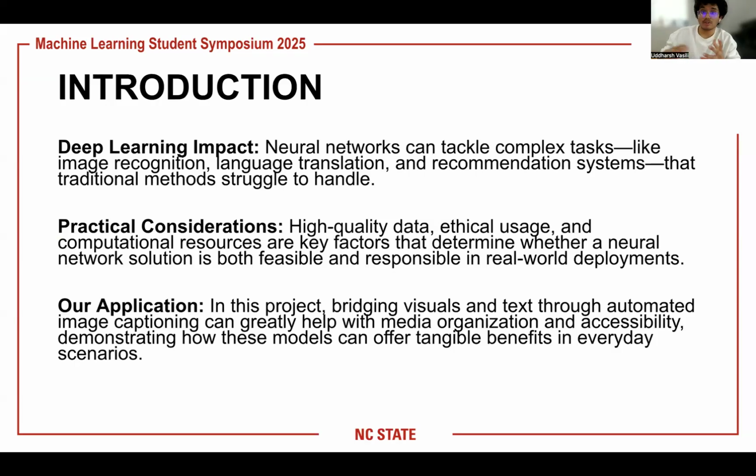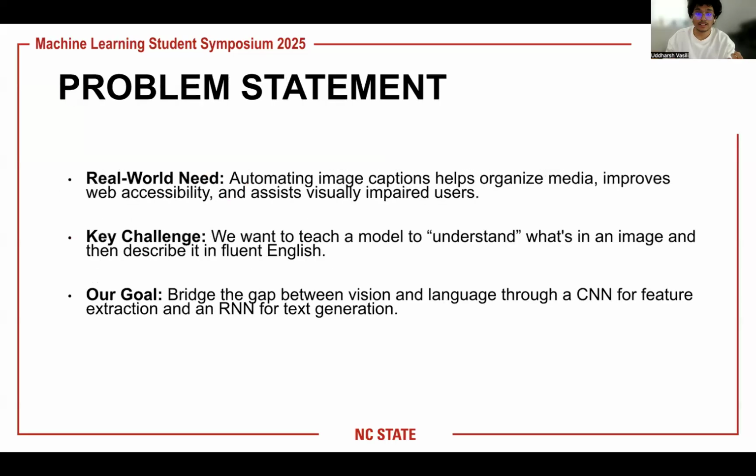Neural networks today are solving a lot of problems which the traditional systems couldn't, like recognizing images, translating languages, or recommending content. But they require good data, responsible usage, and the right compute power. Our application focuses on image captioning, which not only helps with organizing media, but also plays a huge role in accessibility for visually impaired users. So what's the challenge? We basically wanted to build a model that understands the contents of an image and describe it fluently in English, which would imitate our day-to-day communication or language.